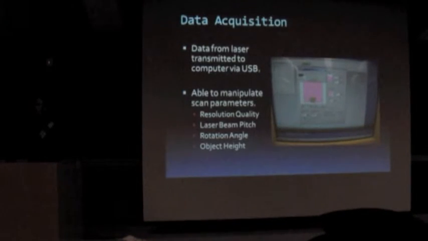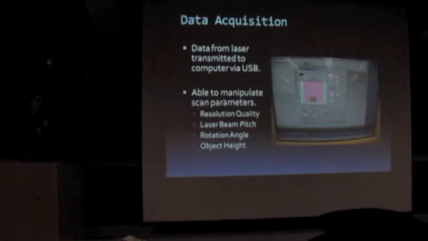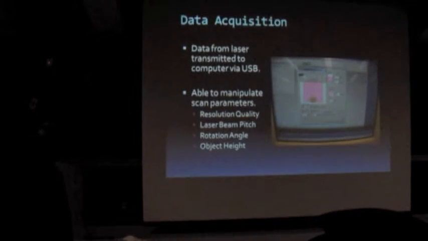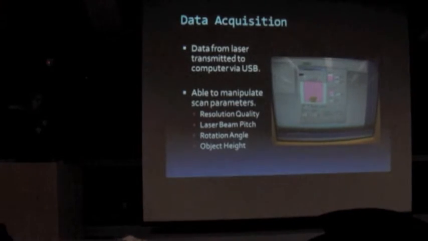Data acquisition. Data from the lasers can transmit to the computer through a USB cord. In the software that you use to get the data, you can manipulate parameters such as the height of the object that you're scanning, the resolution, and the laser beam pitch. It's more like an angle, so if you had something with funny angles on it, you can manipulate the laser to get a better scan.